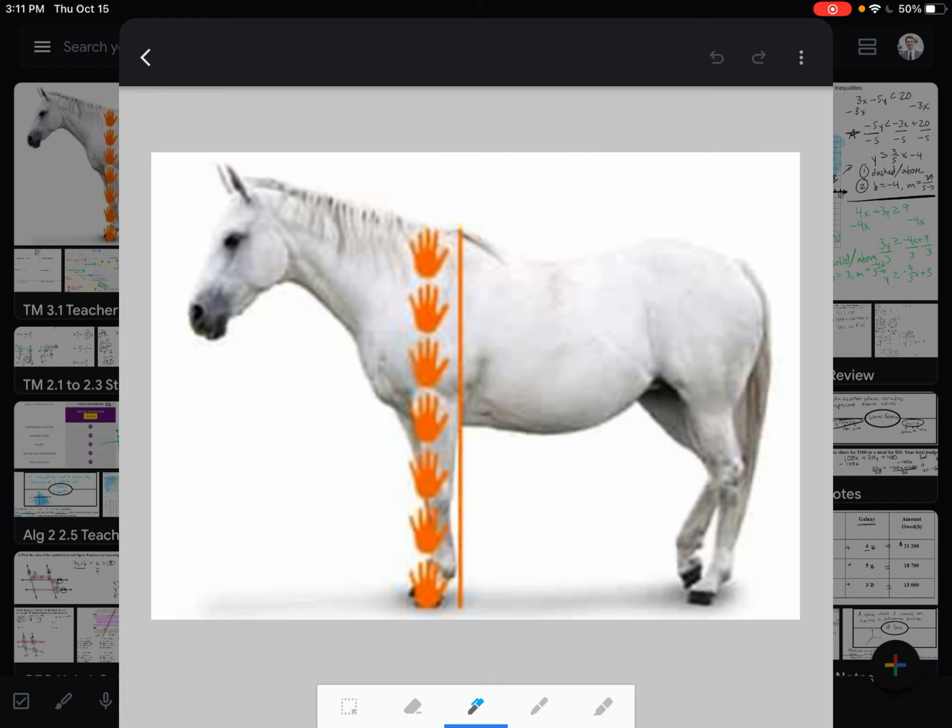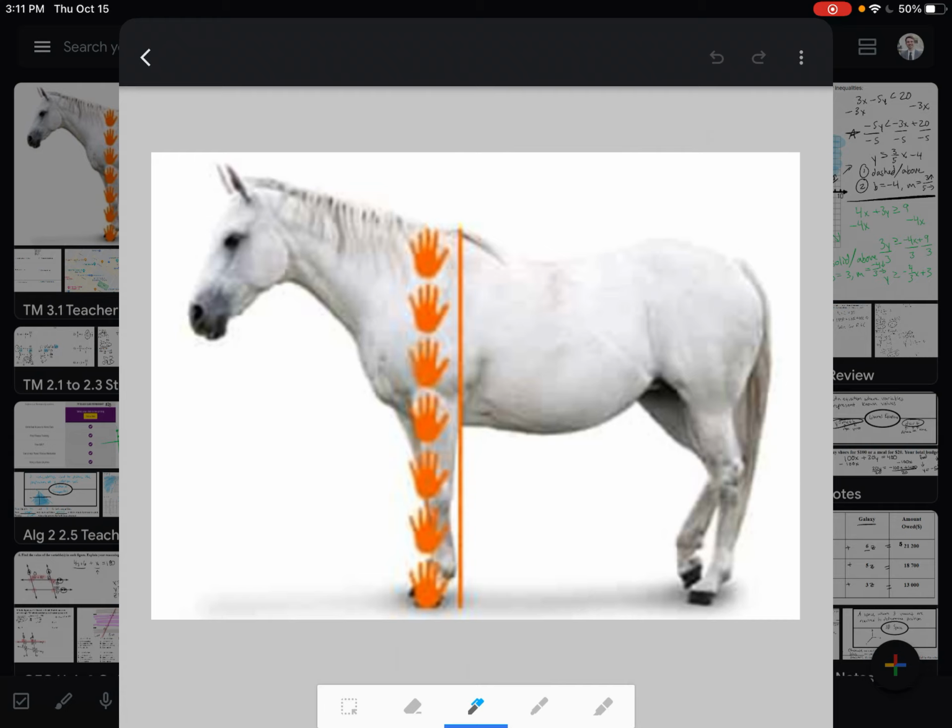To start off, a couple of fun examples of unit conversions and why this is an important and useful skill. I have a picture of a horse here, and a traditional way to measure the height of a horse is by using hands. In this case, hands are a unit, and it looks like this horse is about 7 hands tall.